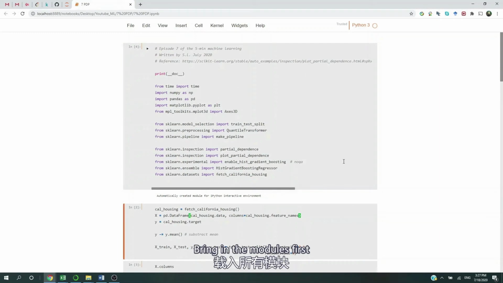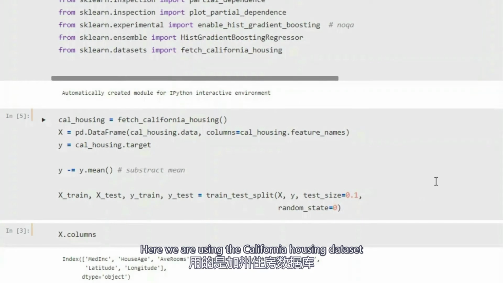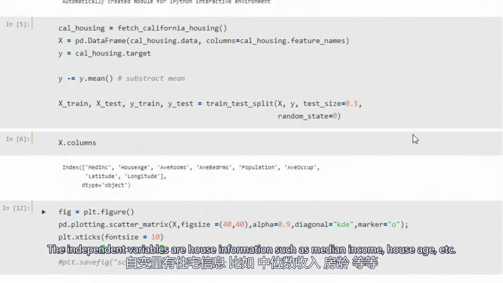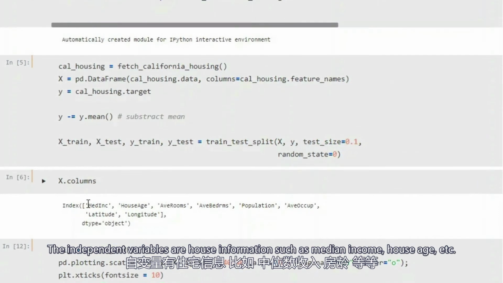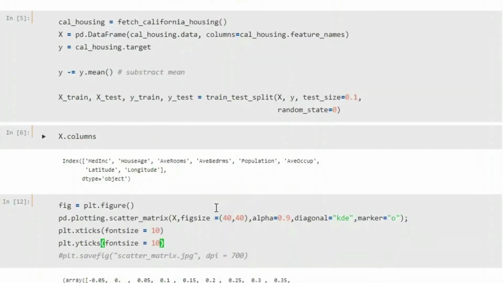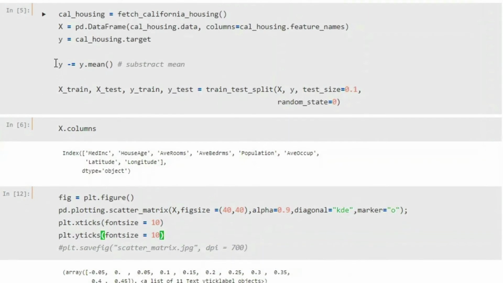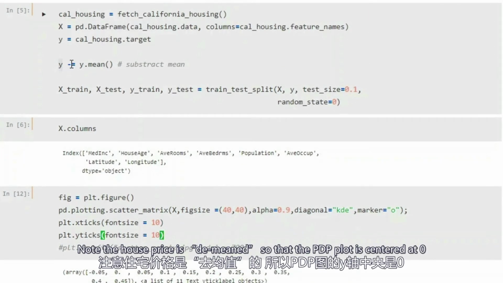Let's bring in the module first. The dataset we're using today is the California housing dataset. Let's look at the column names. So the independent variables are median income, house age, average rooms, average bedrooms, etc. The dependent variable is the housing price. Note that the dependent variable is demeaned, meaning it subtracts its mean, so that the PDP plot will be centered at zero.